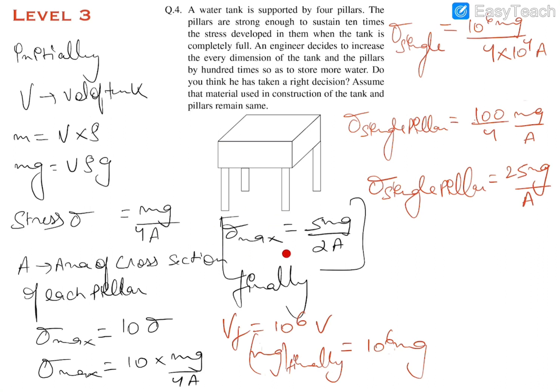Obviously the maximum stress depends on the material of the pillar. The material of the pillar can bear a maximum stress of 5 mg by 2A, but finally, when he has increased all the dimensions by 100 times, the stress developed in each pillar would be 25 mg by A, which is obviously greater than the initial maximum stress. So this idea is not correct, and it would break the pillars, and therefore he should not do that. He should abort the idea.